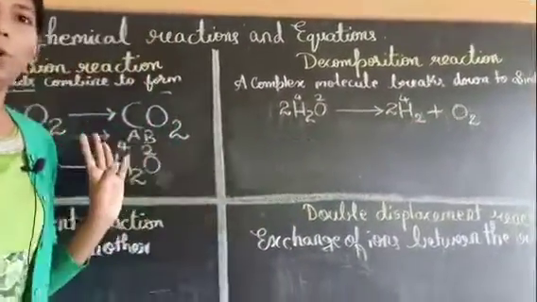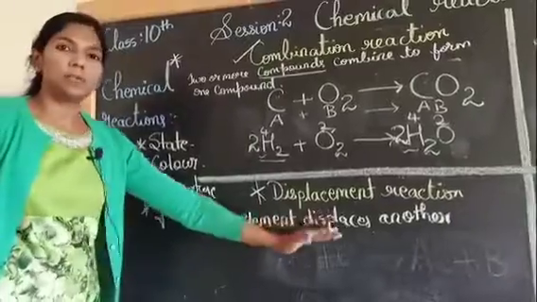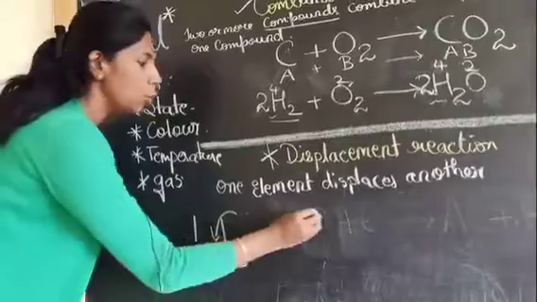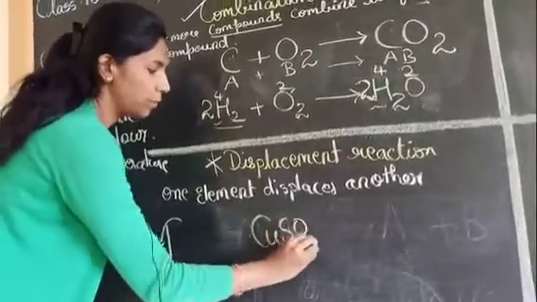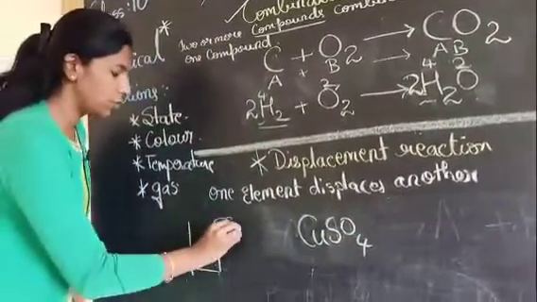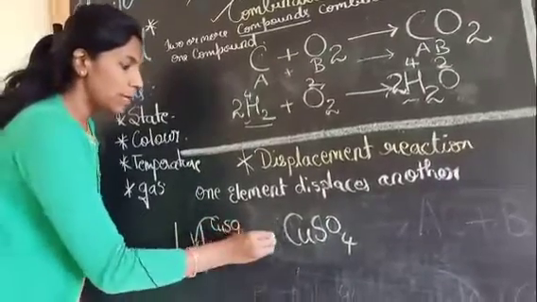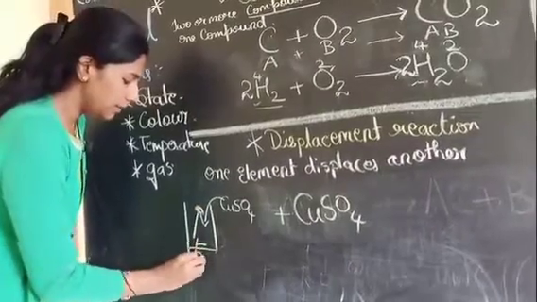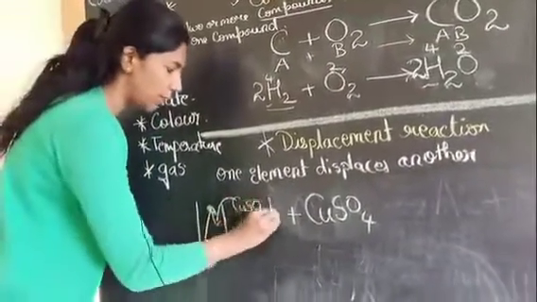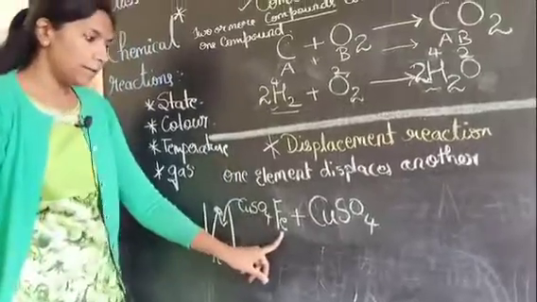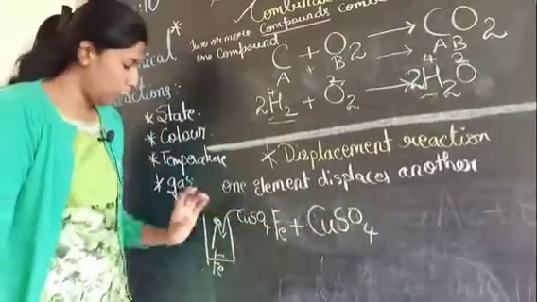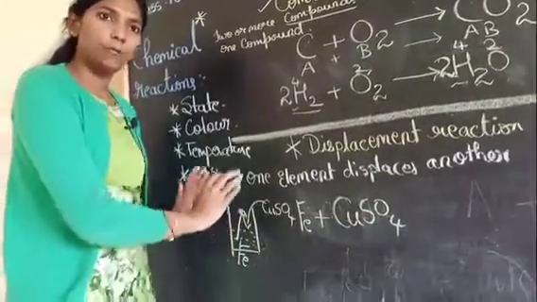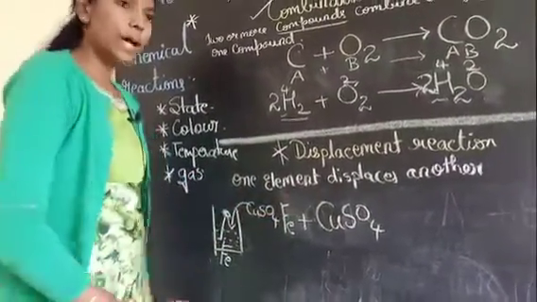The third one is the displacement reaction. Now I am going to take a beaker and add copper sulfate solution into it, which is blue in color. Into this I am going to put an iron nail, the nail which we use for carpentry and all. Iron plus copper sulfate. I am going to leave this solution and the iron nail undisturbed for a few hours. What is going to happen?